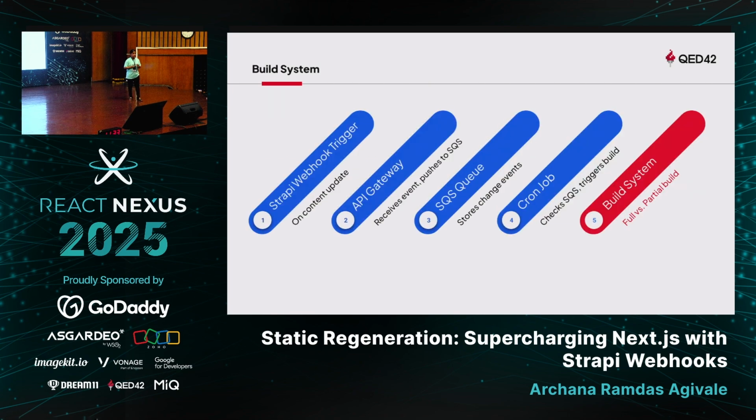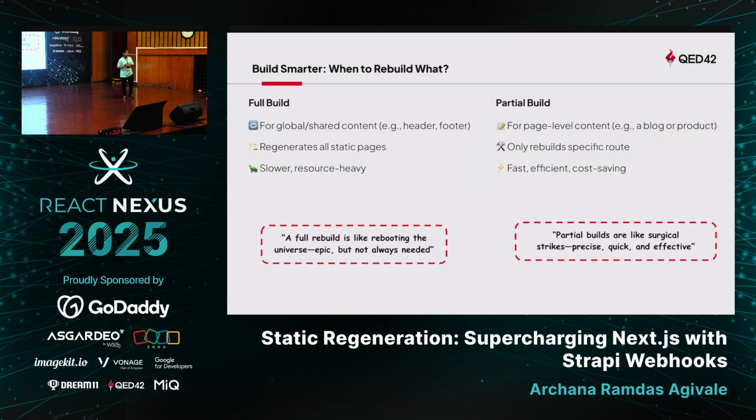So our last step is a build system, as in a cron job. We know what we need to do, like whether we need to go with a full build or a partial build. We are in the last step where we actually run the build. Not every content change needs a full build.